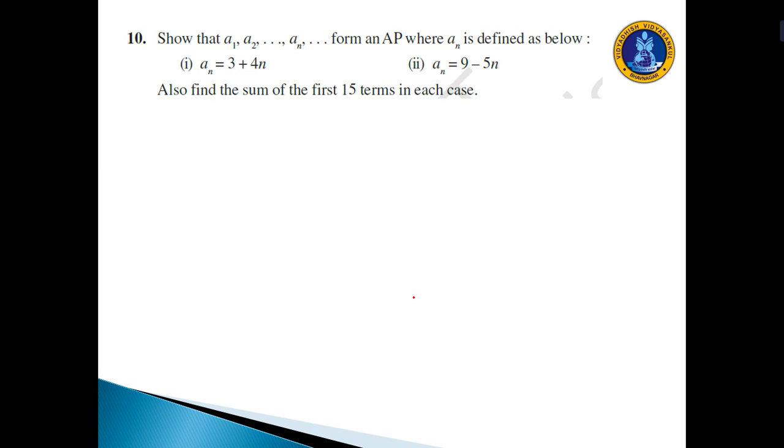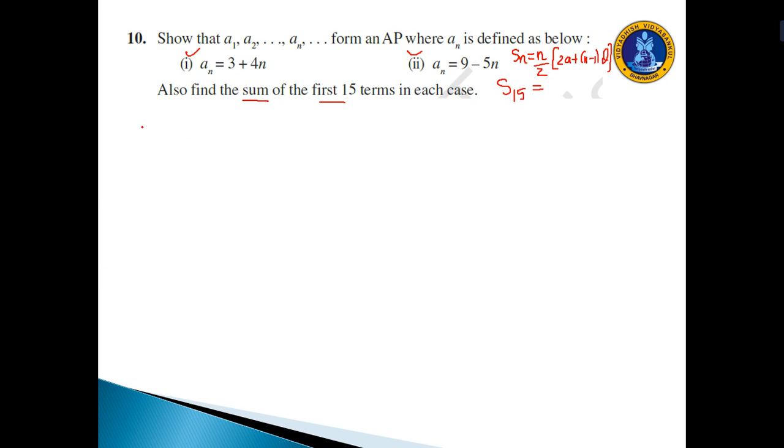Now 10th. So there are 2 sums in 10th. I have to attend any one and you have to attend the other. So first I am attending an is equal to 3 plus 4n. Find the sum of 15 terms. So I have to find out S15. So before we find S15, what do we have to find out? a and d. Because n is given but a and d are not given. If I put the formula of Sn, Sn is equal to n by 2 into 2a plus n minus 1 d.